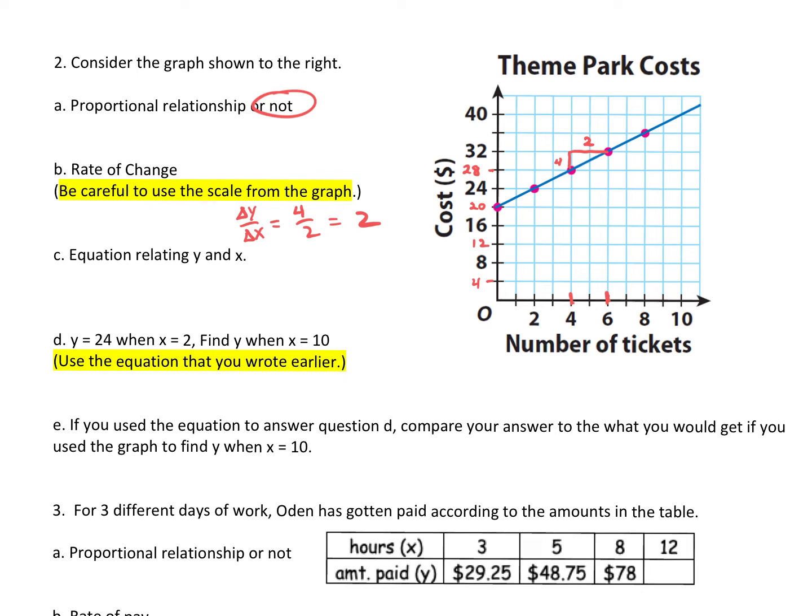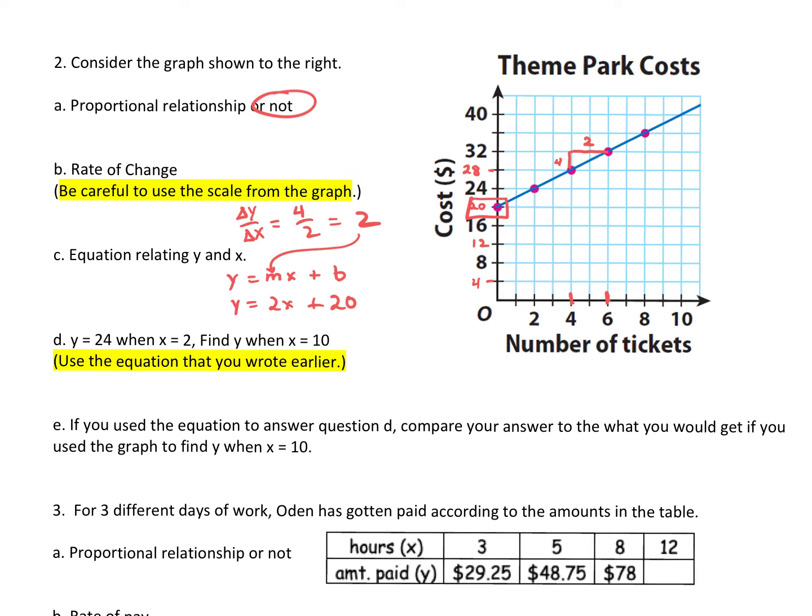Now in this one, the equation relating y and x, we have to use y equals mx plus b. We need the b because the b is not 0. So the 2 is our slope, that's the m, so y equals 2x plus the y-intercept, which is 20. That's the b number.